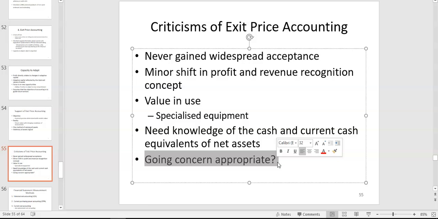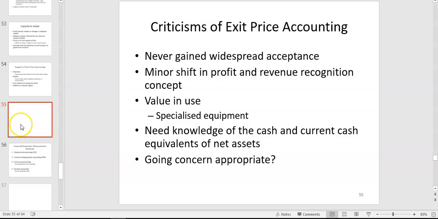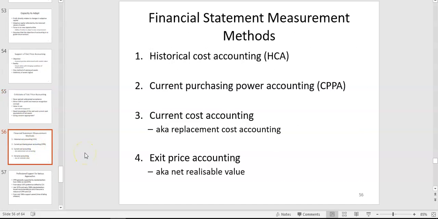So I said you don't need to know calculations for exit price accounting, just to know that it does exist and that it's a form of current cost accounting, where you don't look at the replacement cost of the assets now, you look at the exit price, i.e. what you could sell those assets for in a fair market in the current time period. So they're the four main ones we looked at in terms of the financial statement measurement methods. And all of these in themselves are normative or prescriptive accounting theories, which means they're a prescriptive way of telling you this is how accounting should be done.